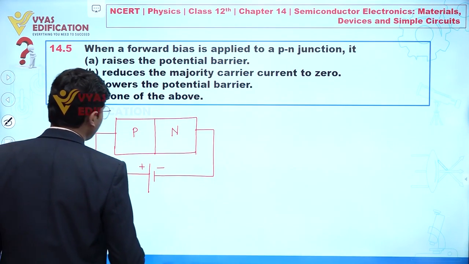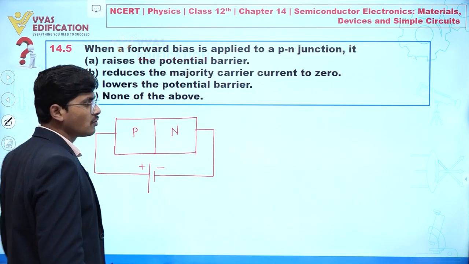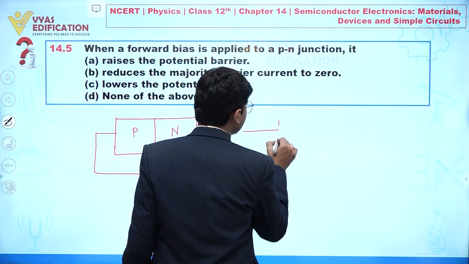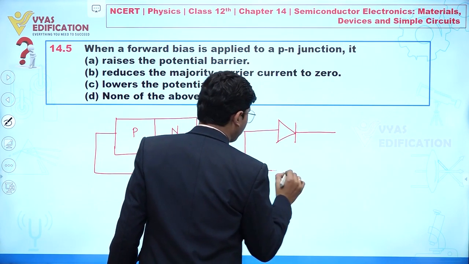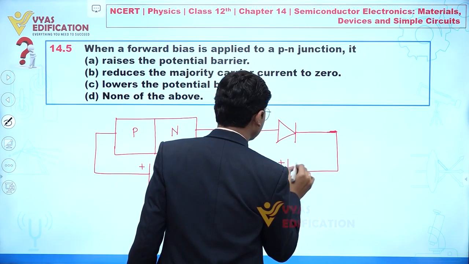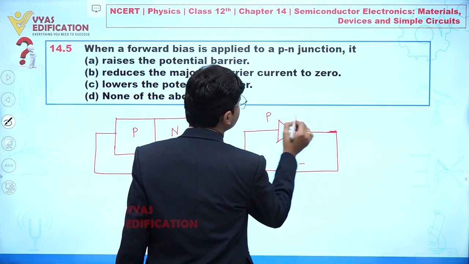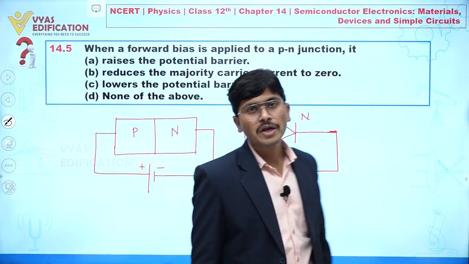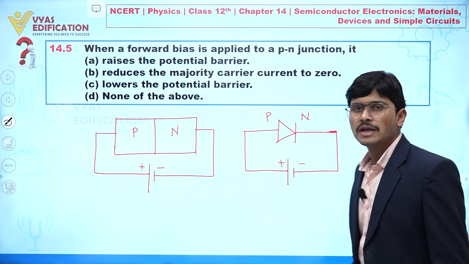So this is the positive side, this is the negative side, so this is a forward bias. You can also represent it in symbol form like this: plus, minus, with this side represented as p and this one as n. So this is known as forward bias. Now let us try to understand, when a forward bias is applied to a p-n junction, what will happen?